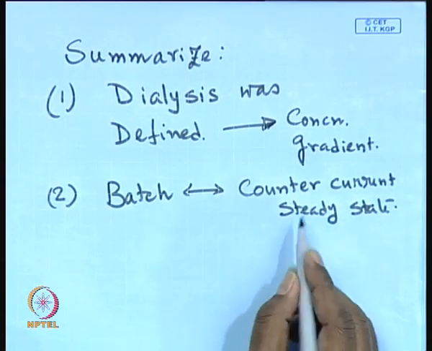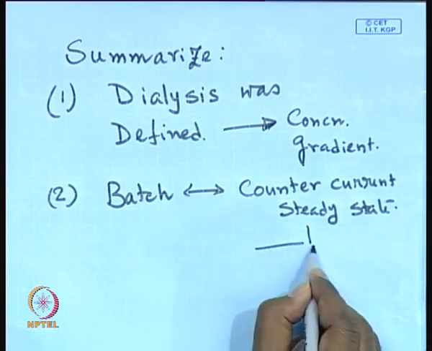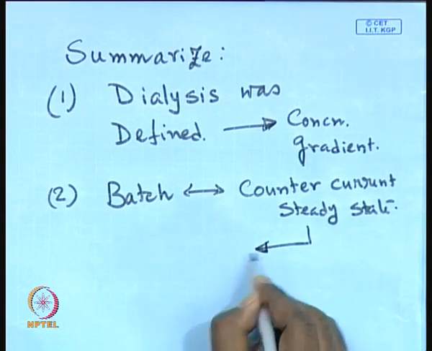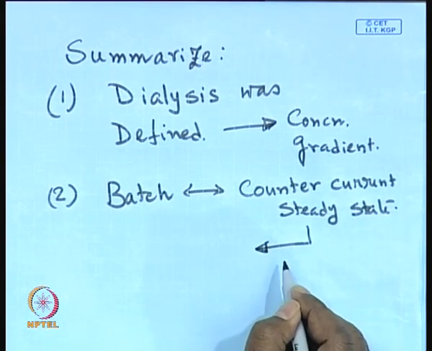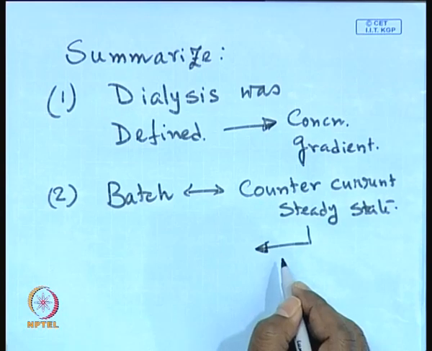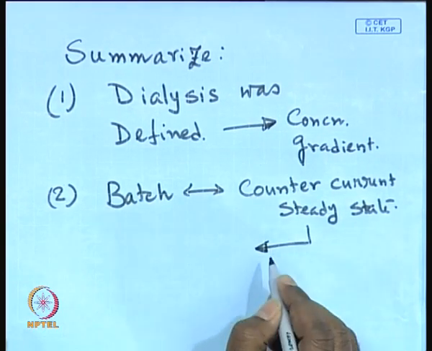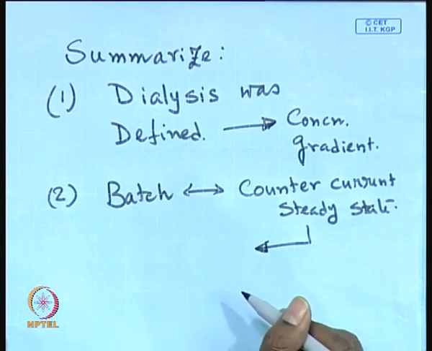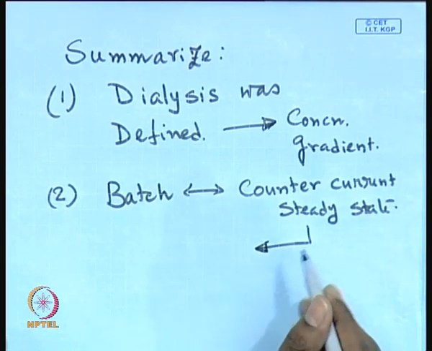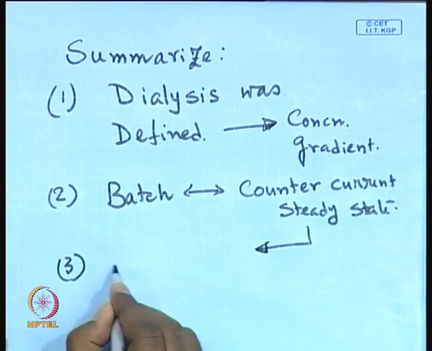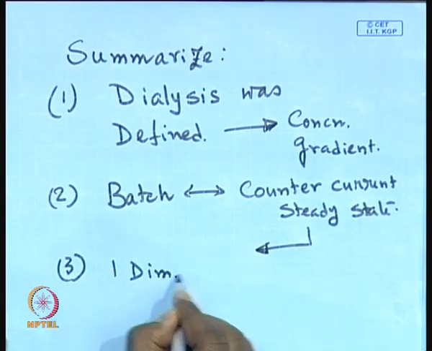So, our aim is to get the design equations for this countercurrent steady state dialyzer, because that is the most common and most useful one. What we did was identify the resistances that will occur during the calculation. So, we take recourse to a one dimensional calculation.